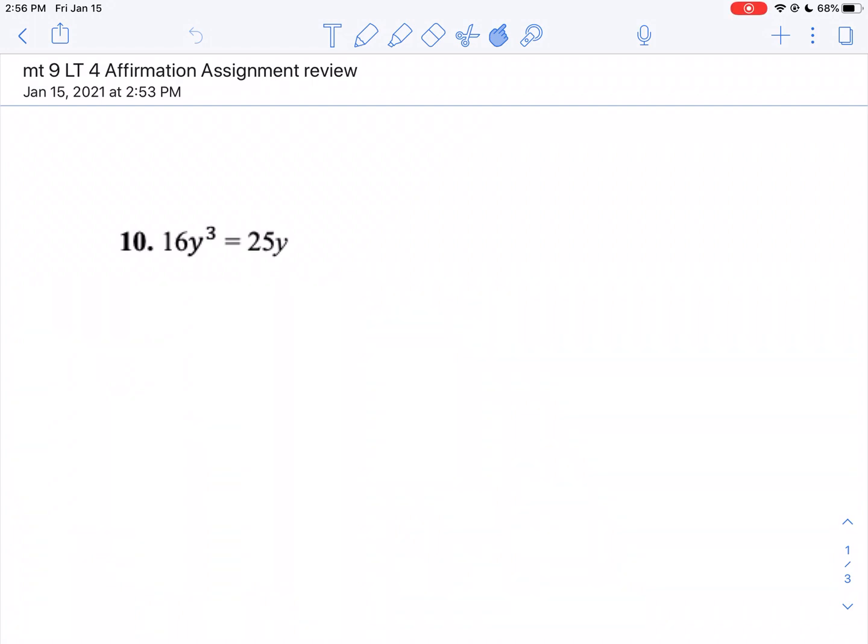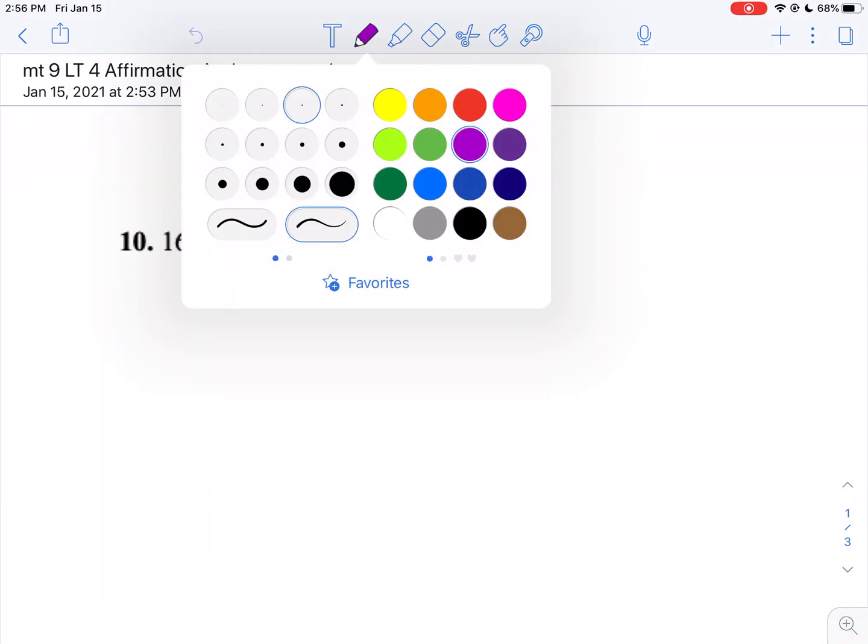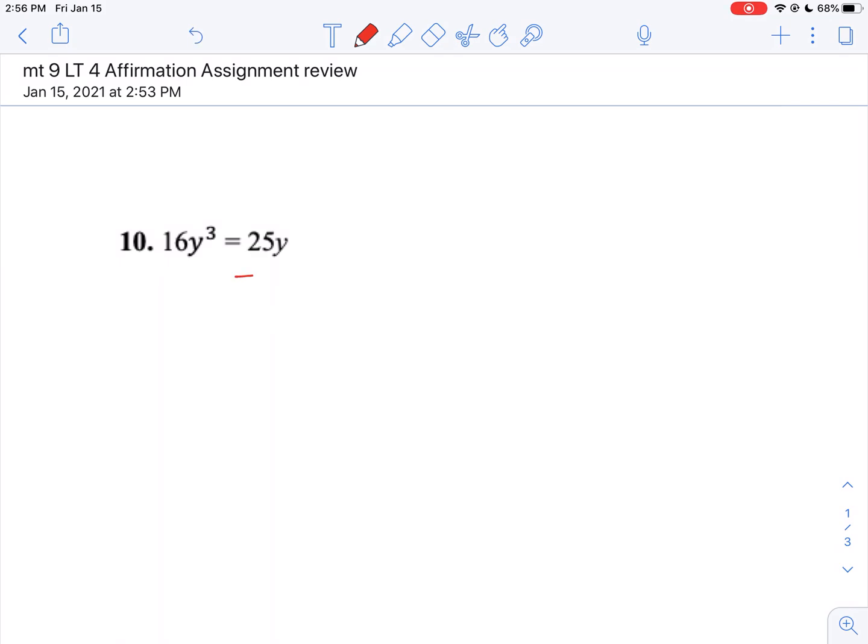Hello, let's take a look at your MT9 LT4 assignment, and this is problem number 10. When you have a polynomial equation with variables to different powers, in order to solve it, you're going to have to use the zero product property, which means you have to make one side equal to 0. So what I'm going to do here is subtract 25y from both sides.